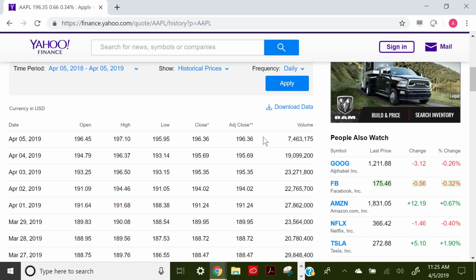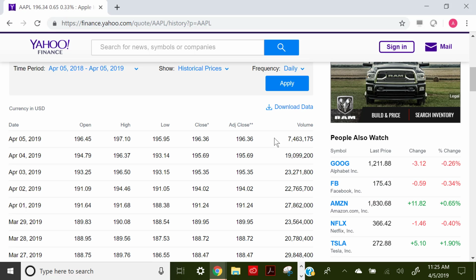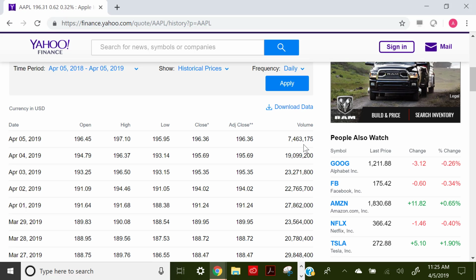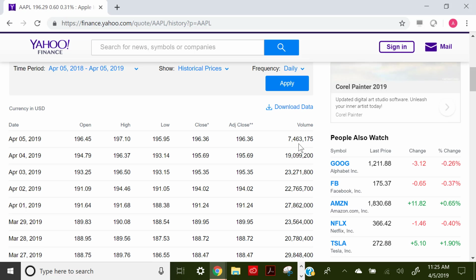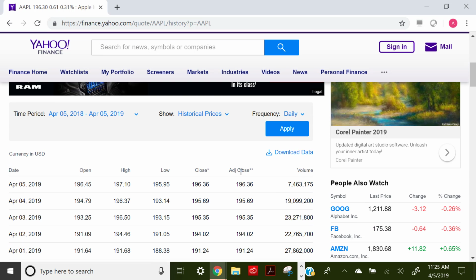This last column, adjusted close, means that the price has been adjusted for dividends, if any. And this is the trading volume. Over 7 million shares traded hands on the 5th. And so, in fact, the day isn't even over yet, and still already we see that over 7 million shares have traded hands. So this is a very popular stock.